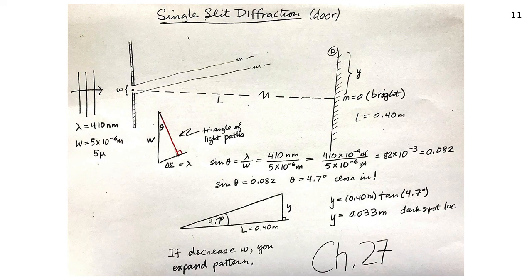From the first edge and the second edge, draw some lines with squigglies. I'm not going to connect either of them, but they keep going out to the dark spot. Okay, so let's say that L is equal to 0.40 meters. And let's say that lambda is 410 nanometers.